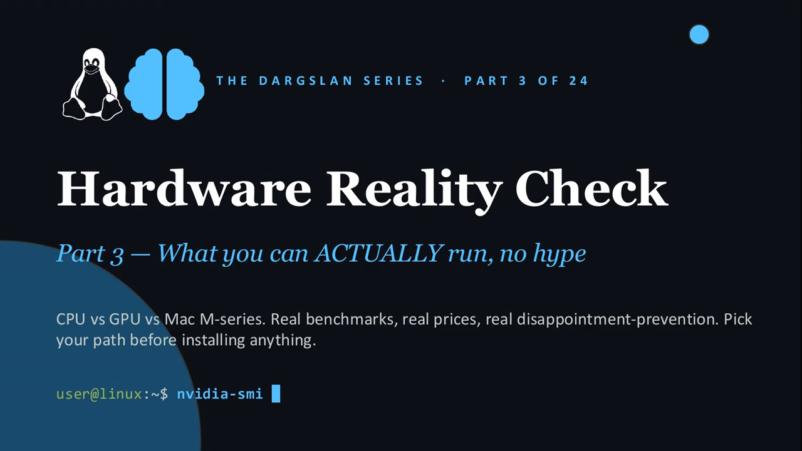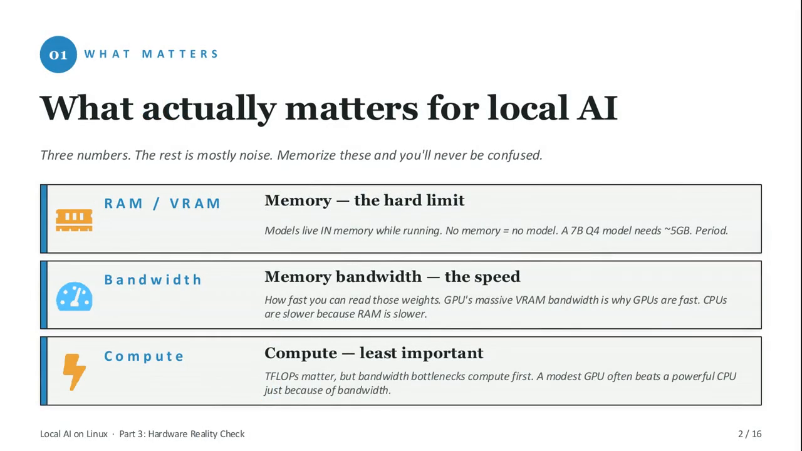This is part 3, and it's the one that saves you from spending money on hardware that can't deliver. Today we're cutting through the hype around local AI: CPU, GPU, Mac M series, what actually runs, how fast, and at what cost. Before you install a single model, you need to pick the right path, and that starts with an honest look at the silicon under your desk. So let's start with the fundamentals.